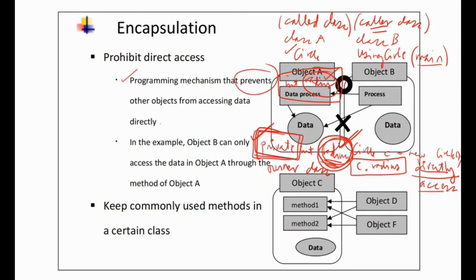In this case, the private field radius is accessible only within the class Circle. It is not visible and not accessible by other classes. So there's no way for other classes like UsingCircle to access radius directly this time. So direct access is not allowed, or it is prohibited.